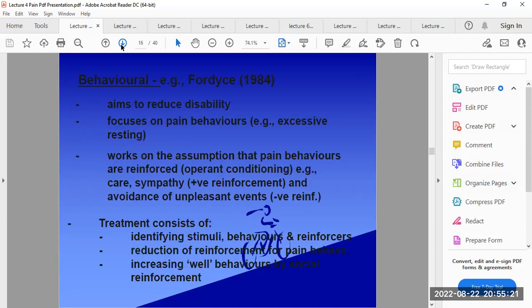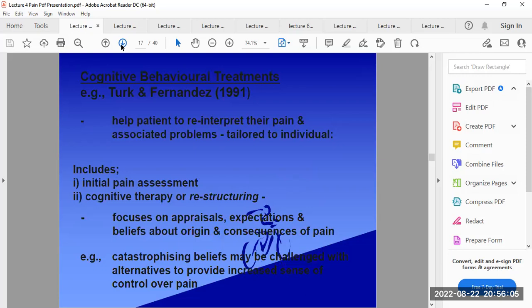Behavioral approaches aim to reduce disability, as well as focus on pain behaviors, excessive resting, so that the body rests and rejuvenates itself. They also work on the assumption that pain behaviors are reinforced, looking at care, sympathy, positive reinforcement, as well as avoiding unpleasant events, which is negative reinforcement. Treatment may consist of identifying stimuli, behaviors, and reinforcers in terms of how we can handle pain, reducing reinforcement of pain behaviors, and increasing well behaviors in terms of social behaviors or social reinforcement.